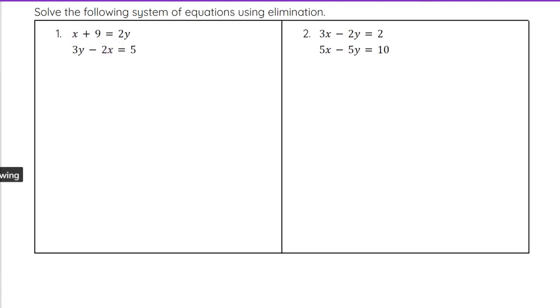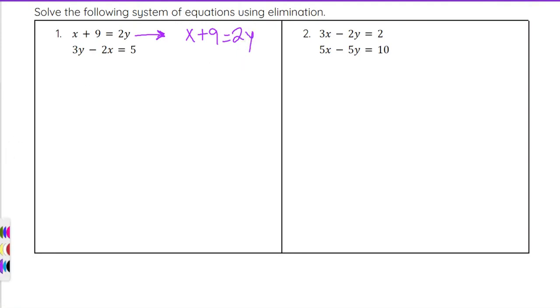So I'm going to go ahead and start with that first equation. I'm going to get my x's and my y's on the left side and my constant on the right. You don't have to do it that way, but I would suggest putting your x's and your y's together on one side and your constants on the other.